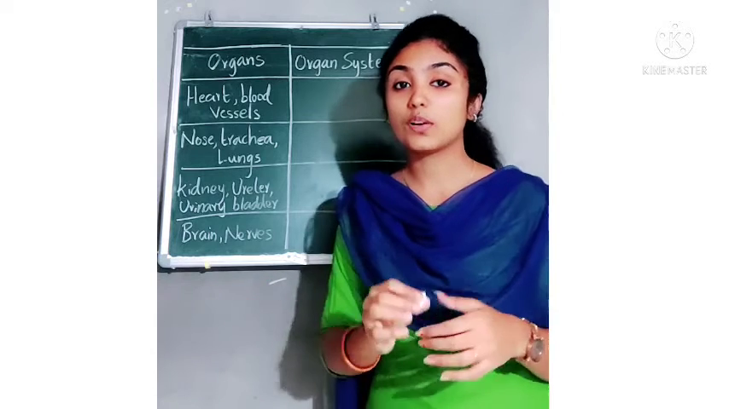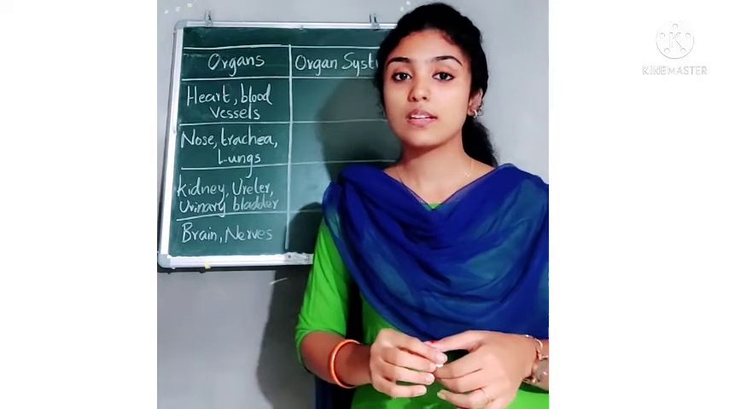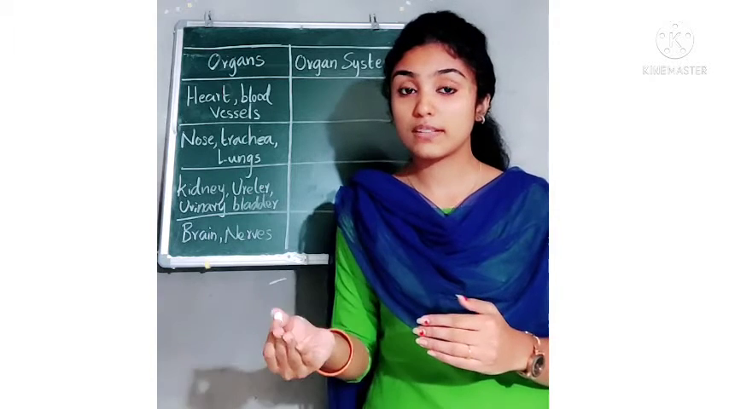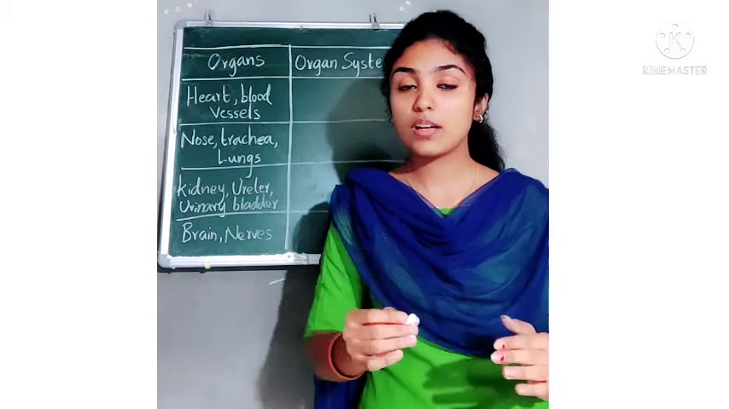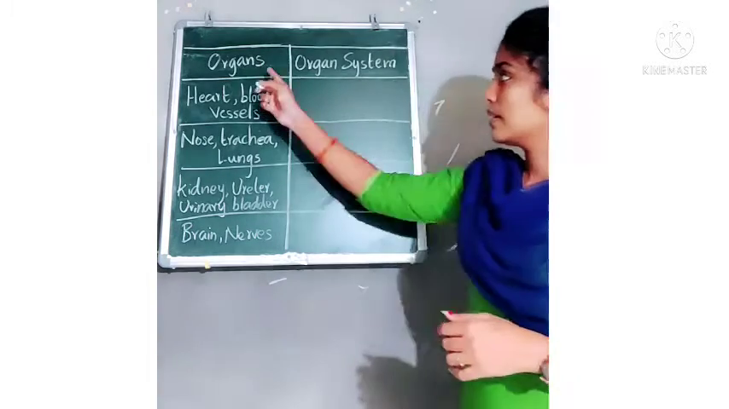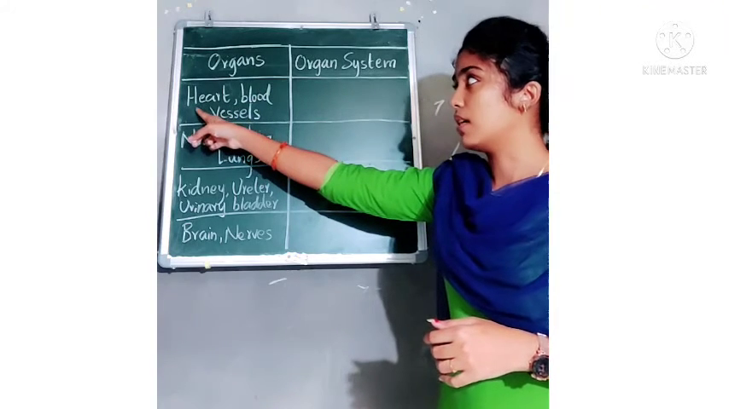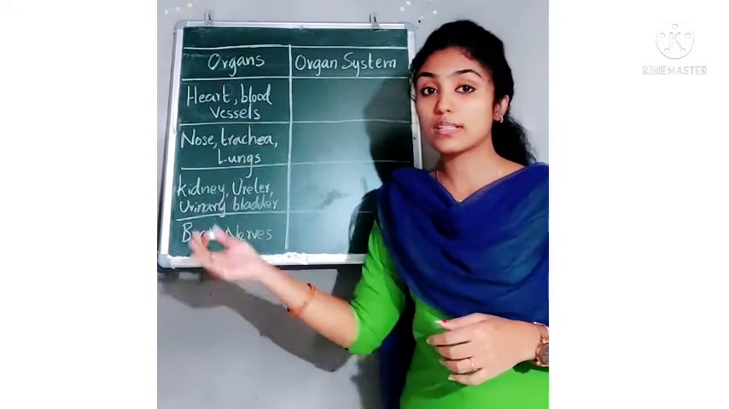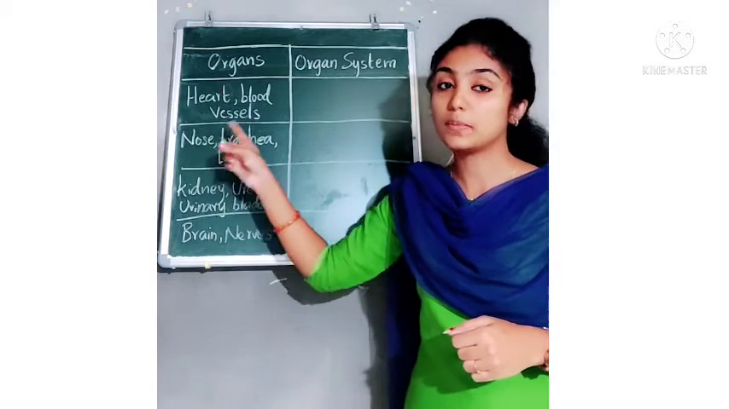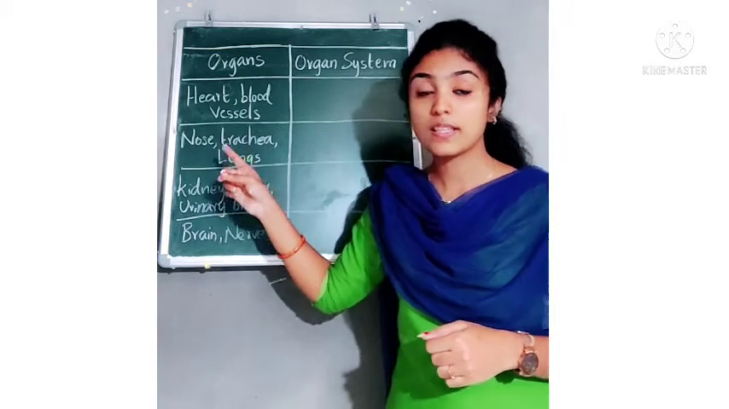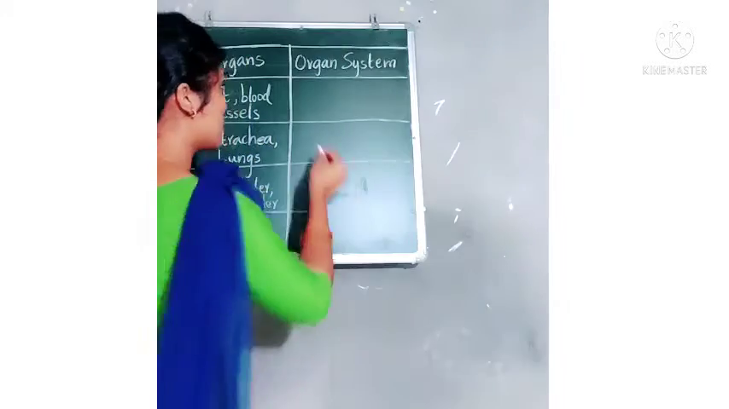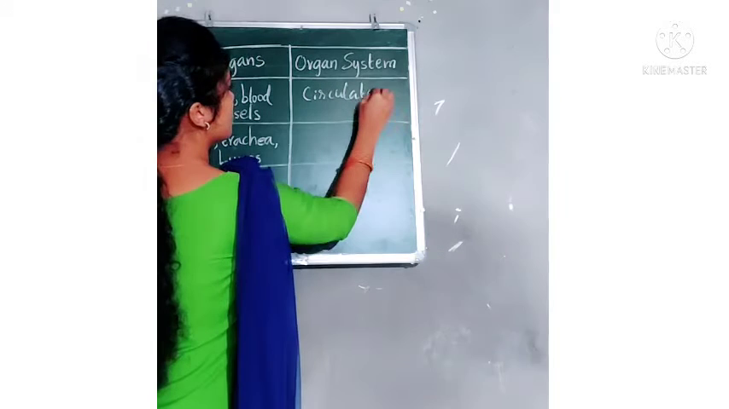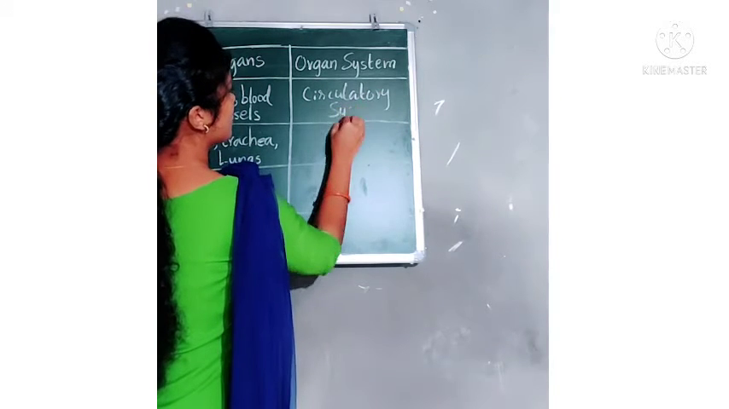So we already find out one organ system, which is the digestive system. Which are the organs associated with the digestive system? Stomach and intestine. So here the organs given are heart, blood vessels. Which is the organ system associated with heart and blood vessels? Yes, it is the circulatory system.